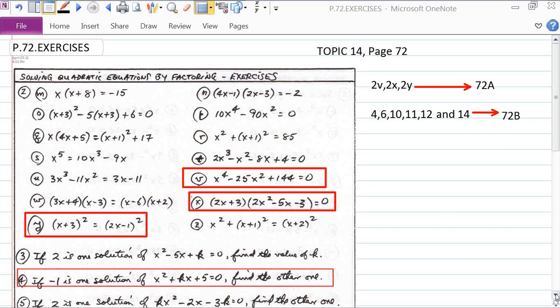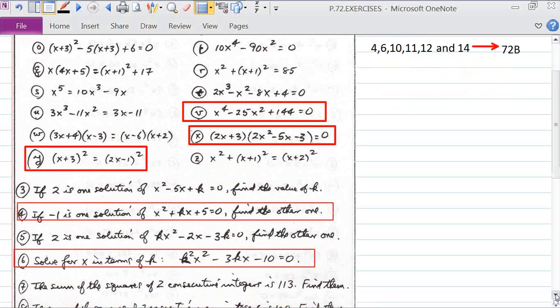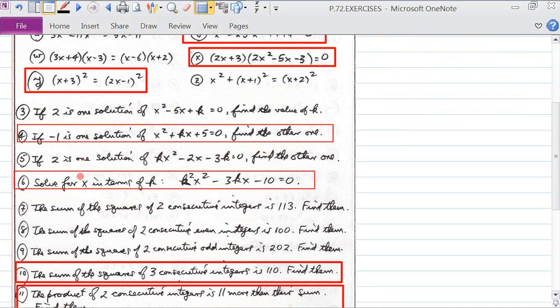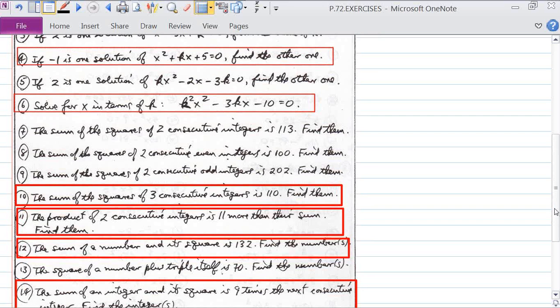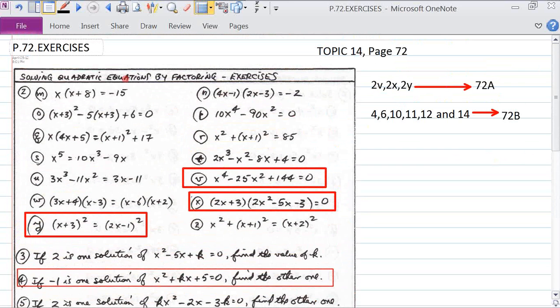And then the next video lecture will deal with problems 4, 6, 10, 11, 12, and 14. Because of the length, I'm going to divide that up into 2 parts.